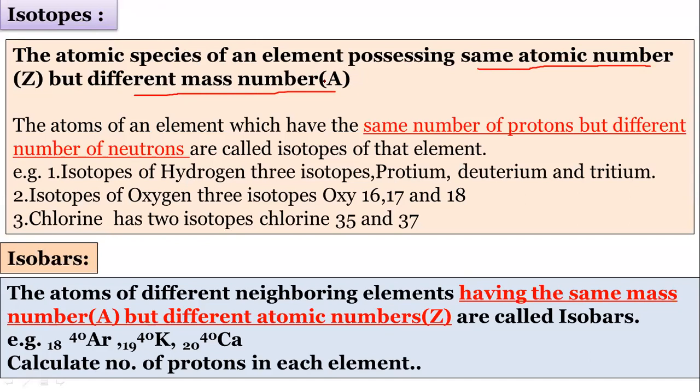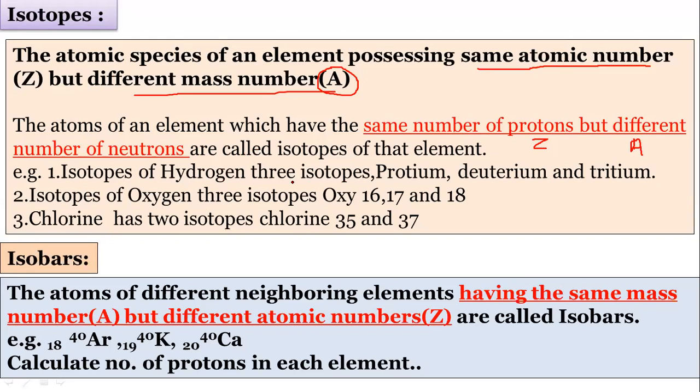Mass number is different. Actually, another definition is given: the atoms of the element in which number of protons are same, but number of neutrons are different. That's why this is changing. The mass number is changing because of neutrons. Protons are same means atomic number is same, because atomic number means it is the number of protons. So this Z is same, and actually this A is different. A means again it is a combination of protons and neutrons. So number of neutrons are different in the isotopes.